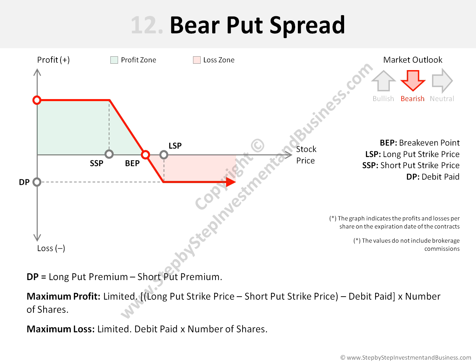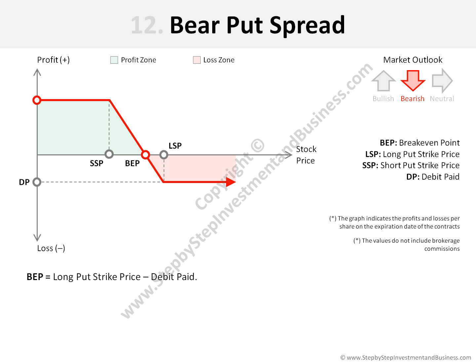The maximum profit on this strategy is limited. The most we can make is equal to the strike price of the long put minus the strike price of the short put minus the debit paid, multiplied by the number of shares. On the other hand, the maximum loss that we are exposed to is also limited. The most we can lose is equal to the debit paid multiplied by the number of shares.